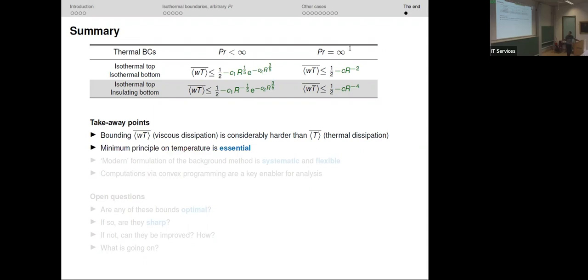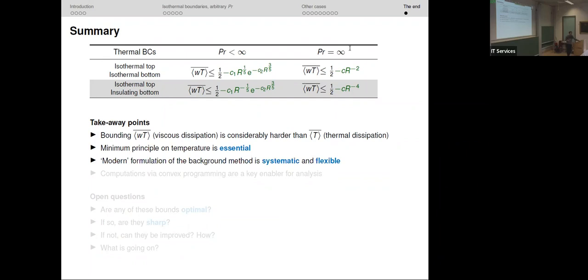The minimum principle on the temperature for studying WT is absolutely essential. It wasn't used for the bounds I discussed at the beginning on the mean temperature, but in order to obtain anything for the heat transport, we absolutely had to use it. And if not, we wouldn't be able to even obtain a uniform bound of 1/2. We would find something that explodes as Rayleigh goes to infinity.